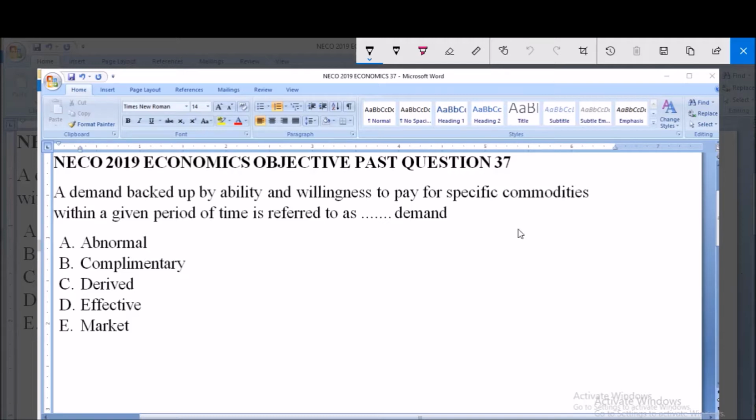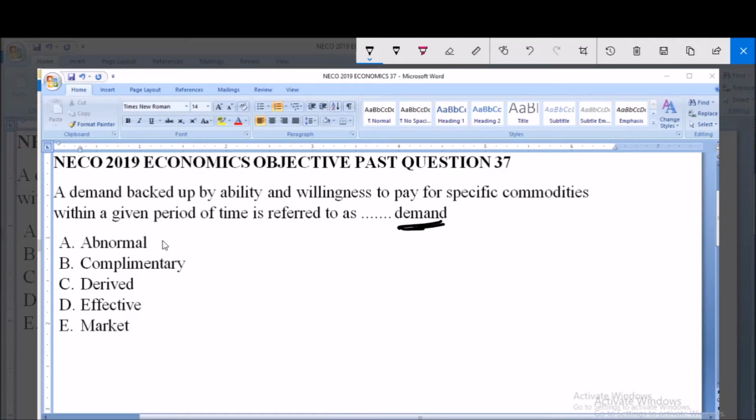So here we are looking at the various forms of demand. Now, in order for us to know which one fits into this description given to us in the question, let's take a look at the definition of each of the forms given to us as the options.